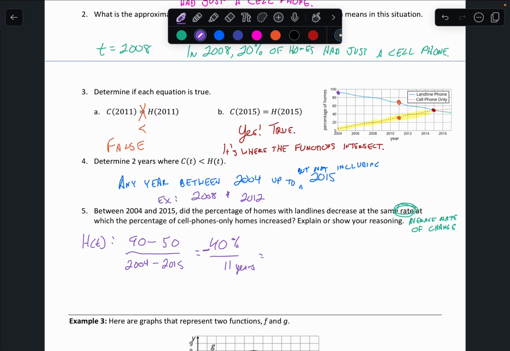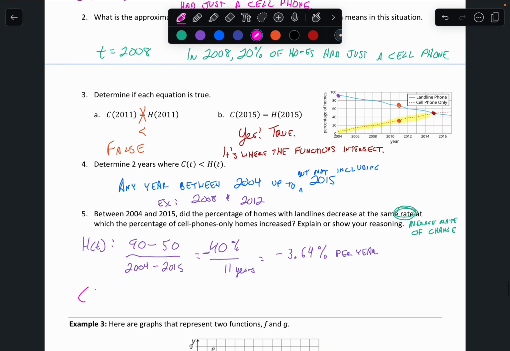So I go to my calculator, I just take negative 40 divided by 11, and that's about negative 3.64% per year. So landlines are going down about 3.64% every year. All right, let's compare that to the cell phones.